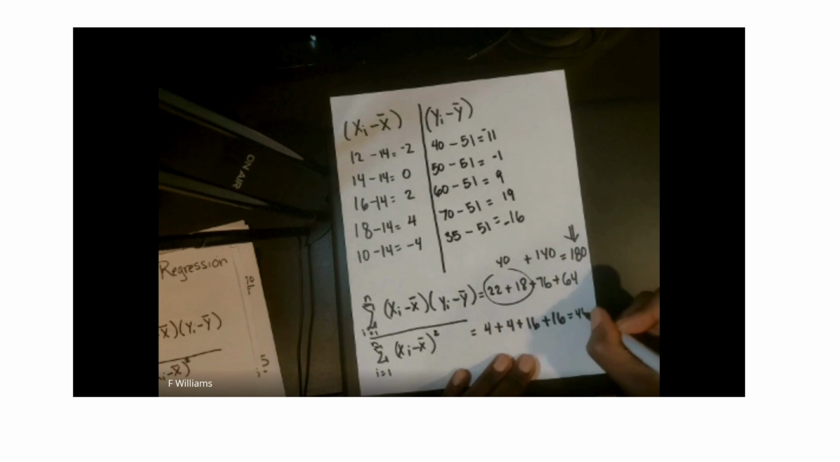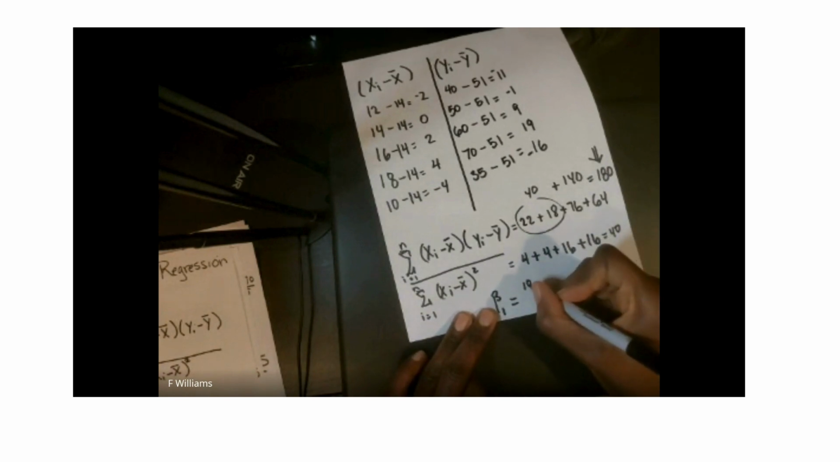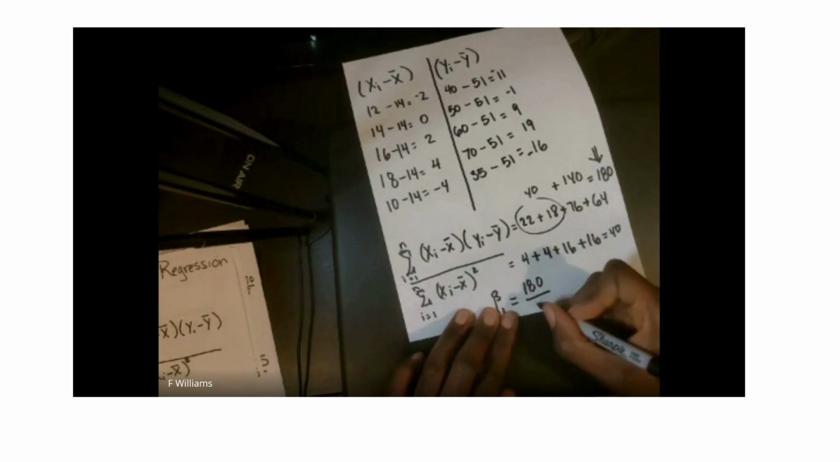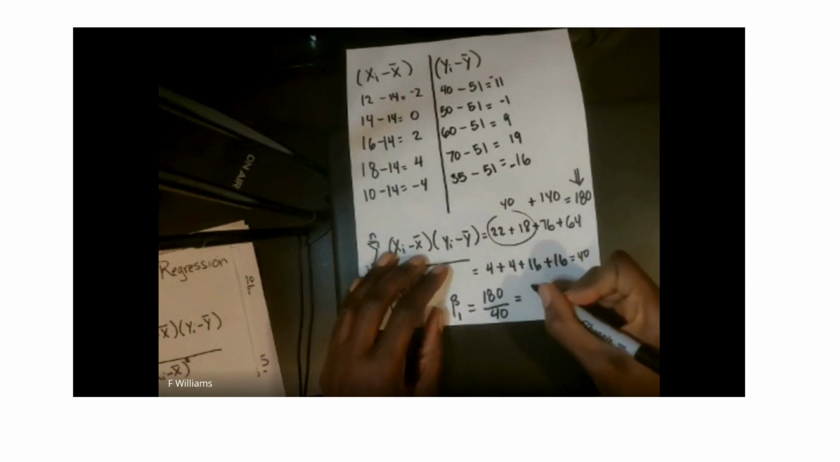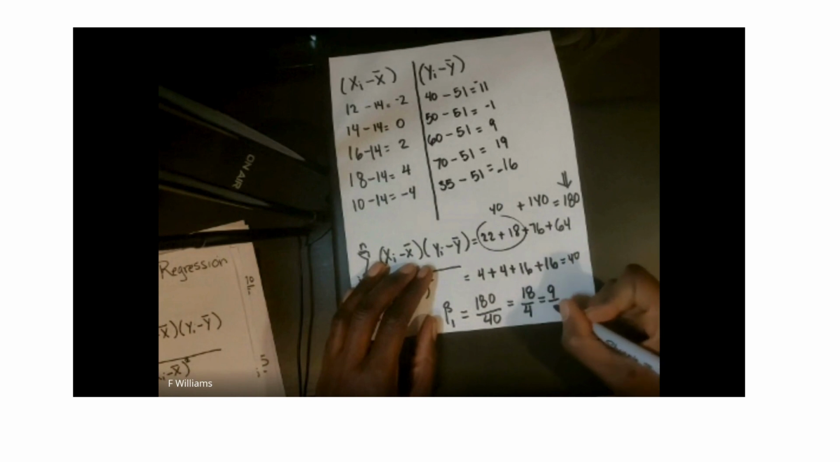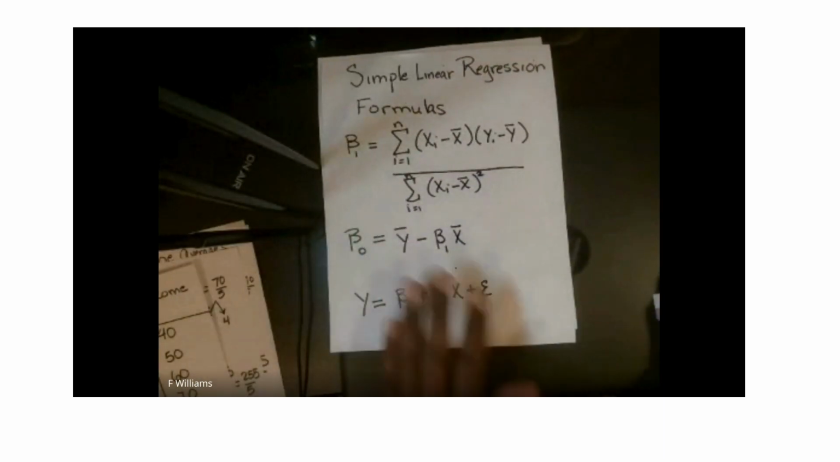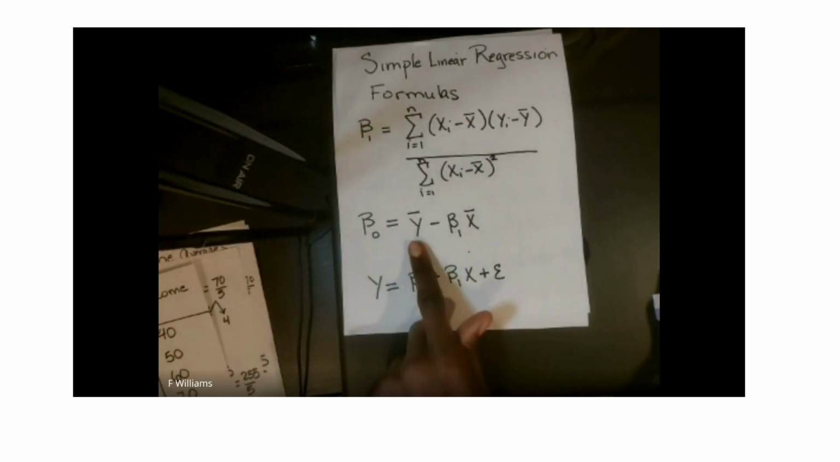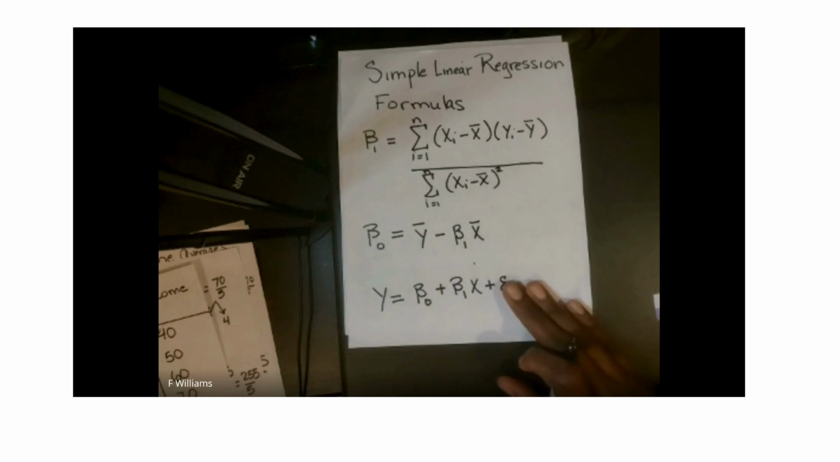So this is 40. So our beta 1 is actually equal to 180 divided by 40. 180 divided by 40 is 18 over 4, which is 9 over 2, or 4.5. So our beta 1 is equal to 4.5. So we're halfway there. The next thing we need to do is just do the calculation for beta 0, which is y bar minus beta 1, which we found, times x bar. And so we have all of those things to calculate this one.